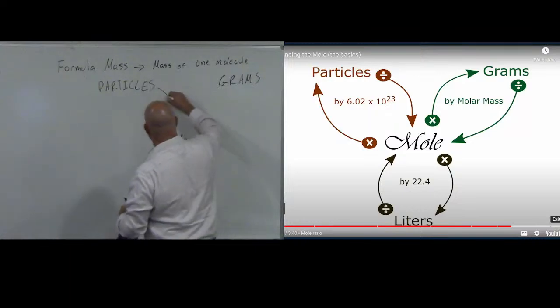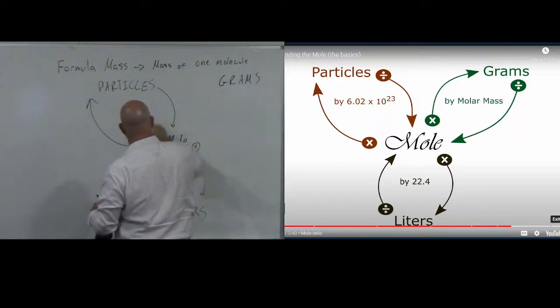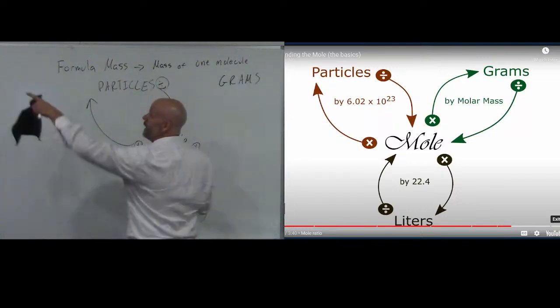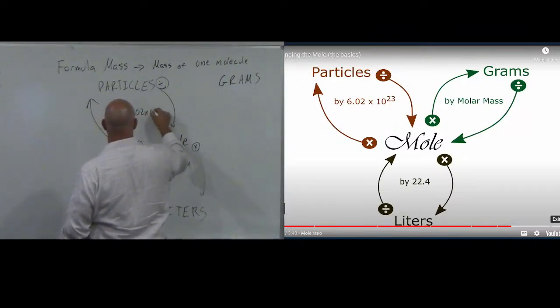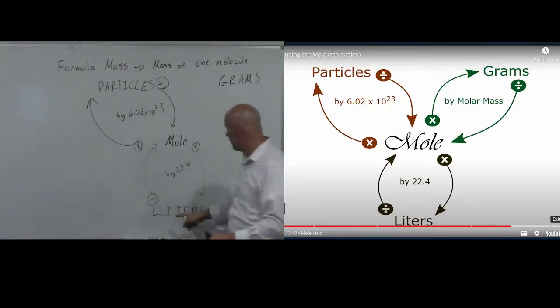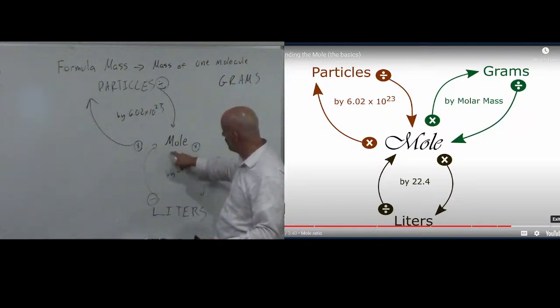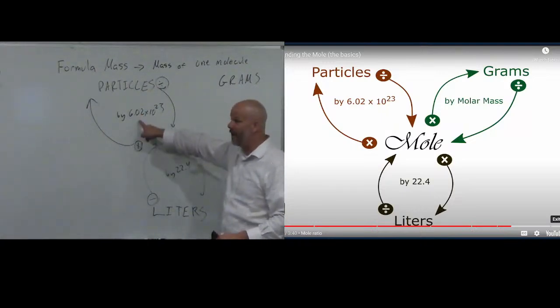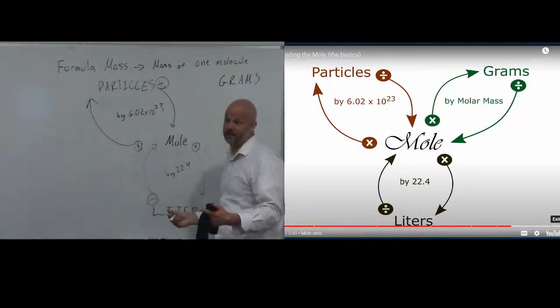And so what I do here, I'm going from one to the other, and I multiply or I divide, just like it said, and I multiply by 6.02 times 10 to the 23rd. So if I had 11.2 liters of gas, that's a half a mole. I multiply half a mole by that number, and all of a sudden I get 3.01 times 10 to the 23rd particles.